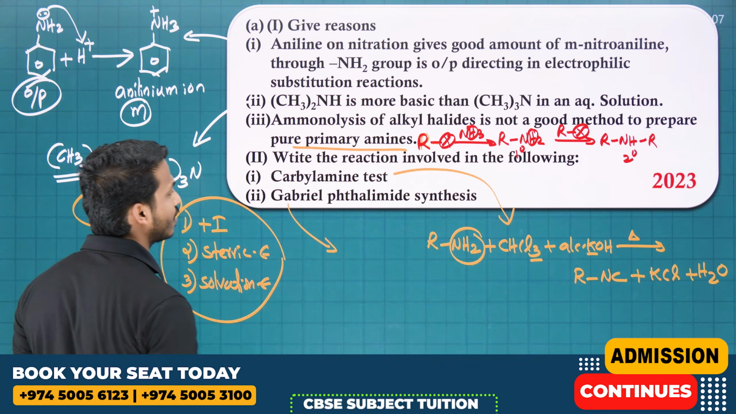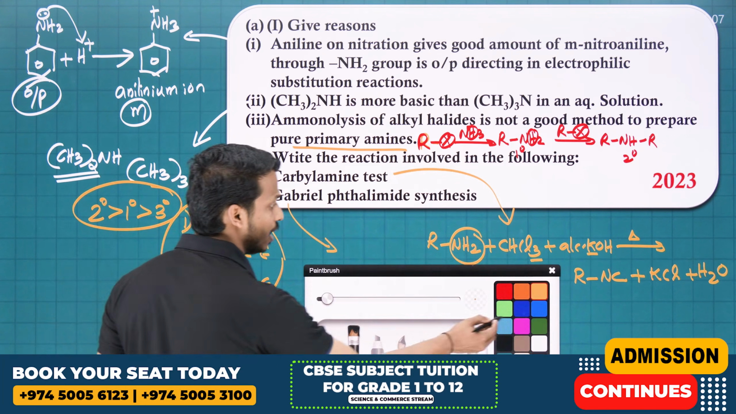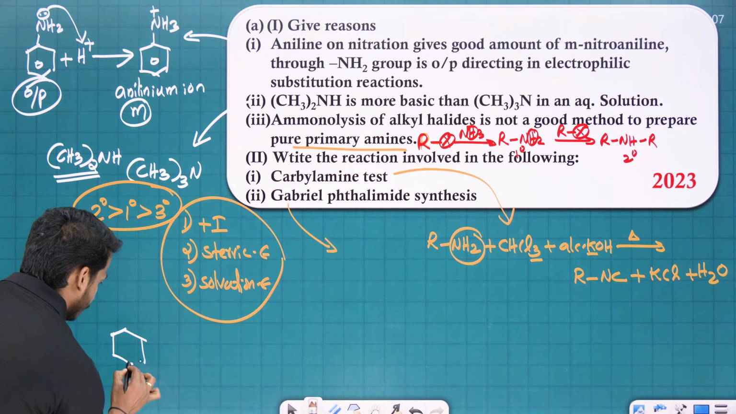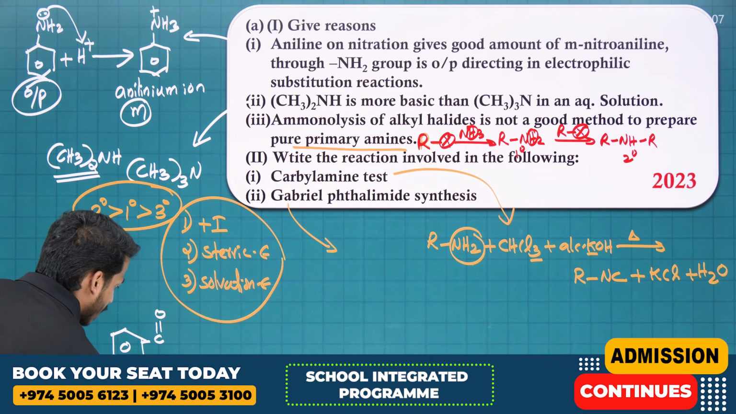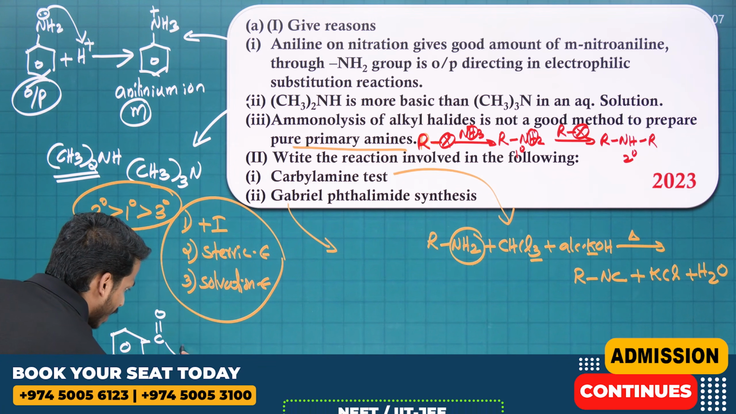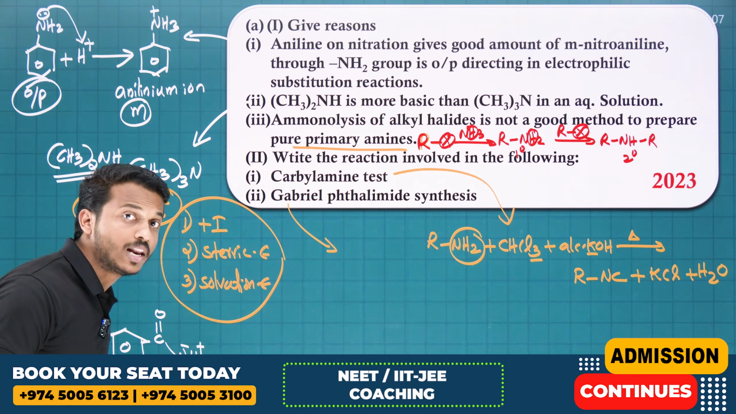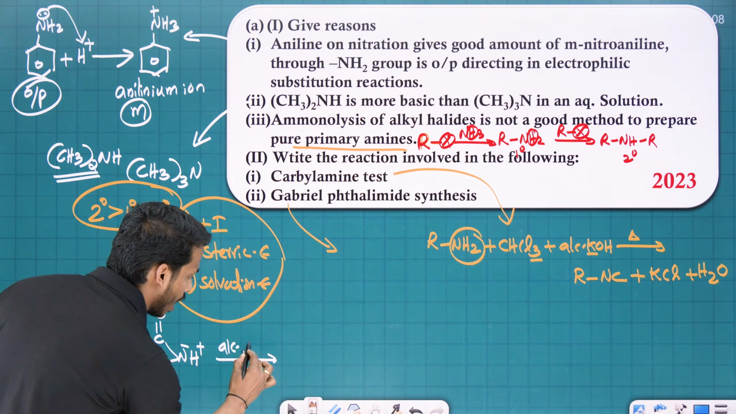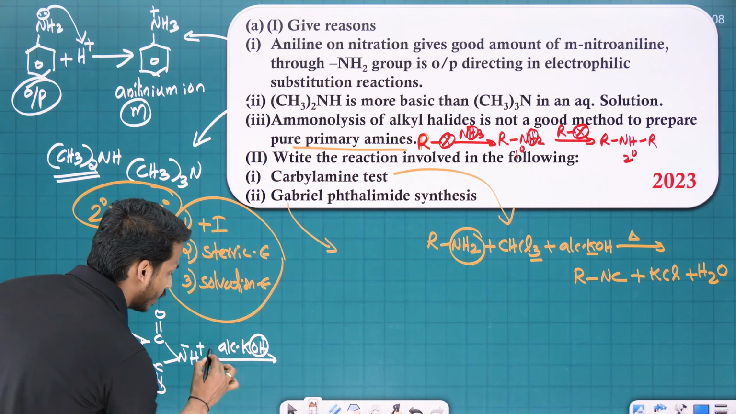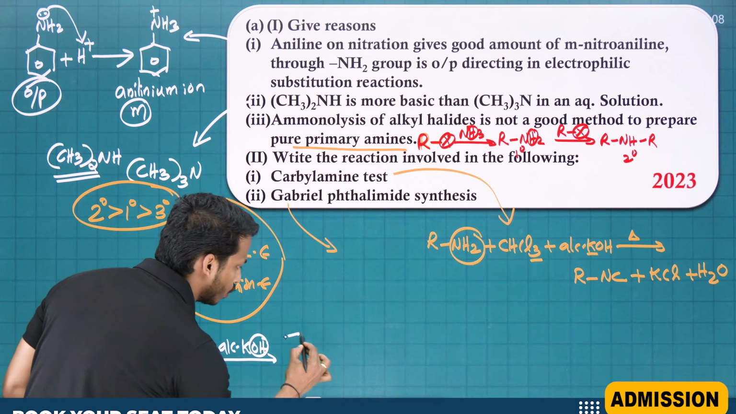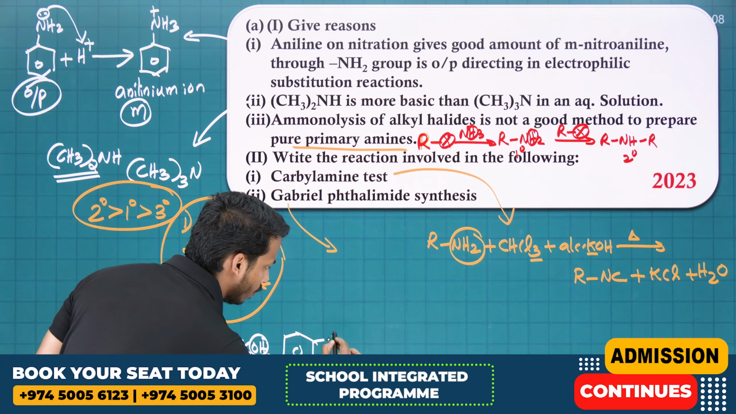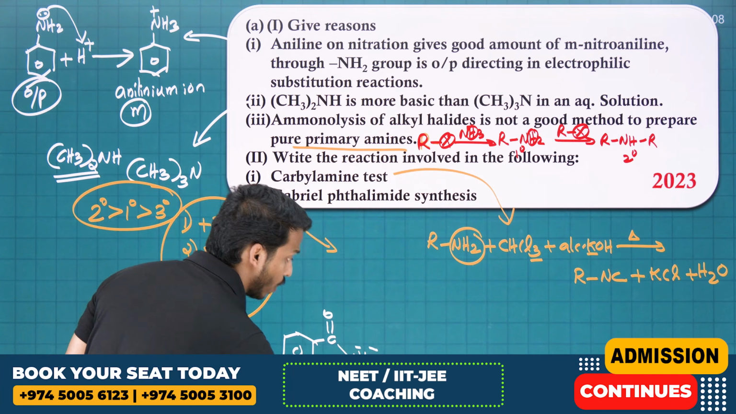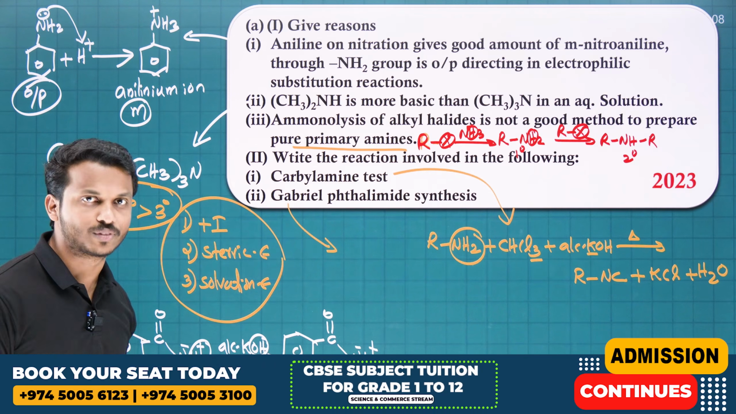What is Gabriel phthalimide synthesis? You know the Gabriel phthalimide, the big reaction which you studied. Let me start from phthalimide. Benzene with CO, CO, N minus H plus. This is called phthalimide, right? Phthalimide. First we treat the phthalimide with which one? Alcoholic KOH. The OH and H go, potassium comes to the chain. We will get benzene with CO, CO, N minus K plus. What is this called? Potassium salt of phthalimide.